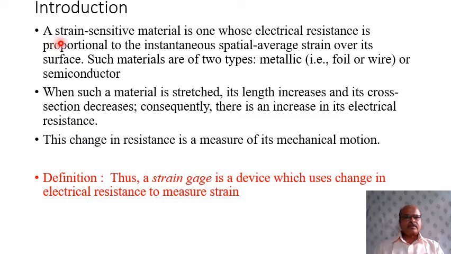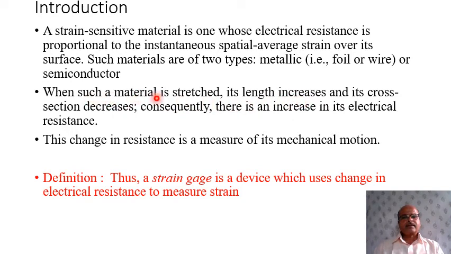A strain sensitive material is one whose electrical resistance is proportional to the instantaneous spatial average strain over its surface. Such materials are of two types: either metallic, that is foil or wire, or a semiconductor. When such a material is stretched, its length increases.